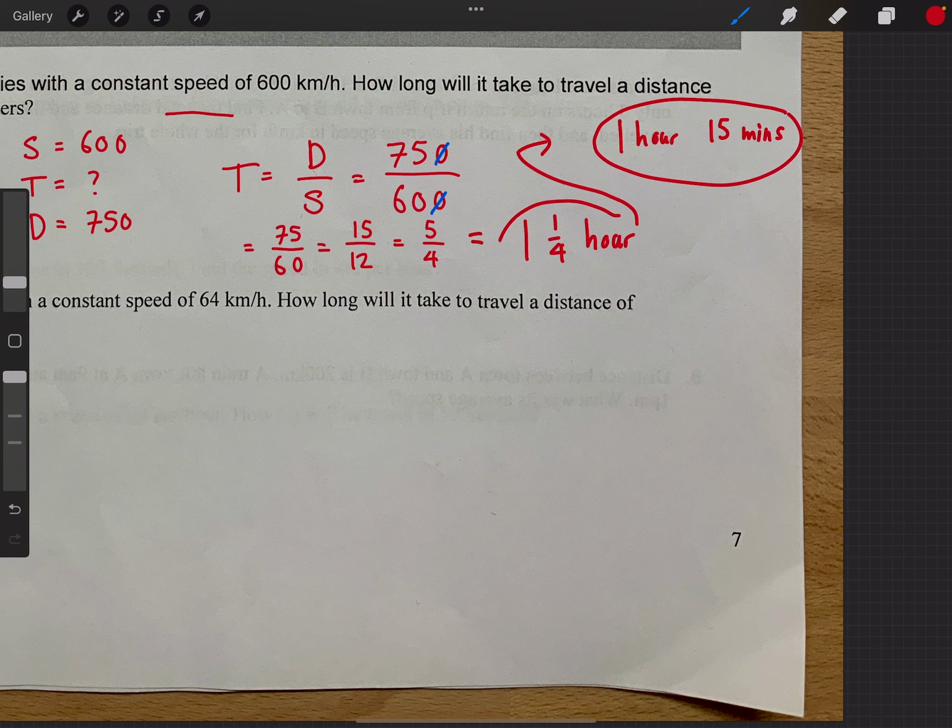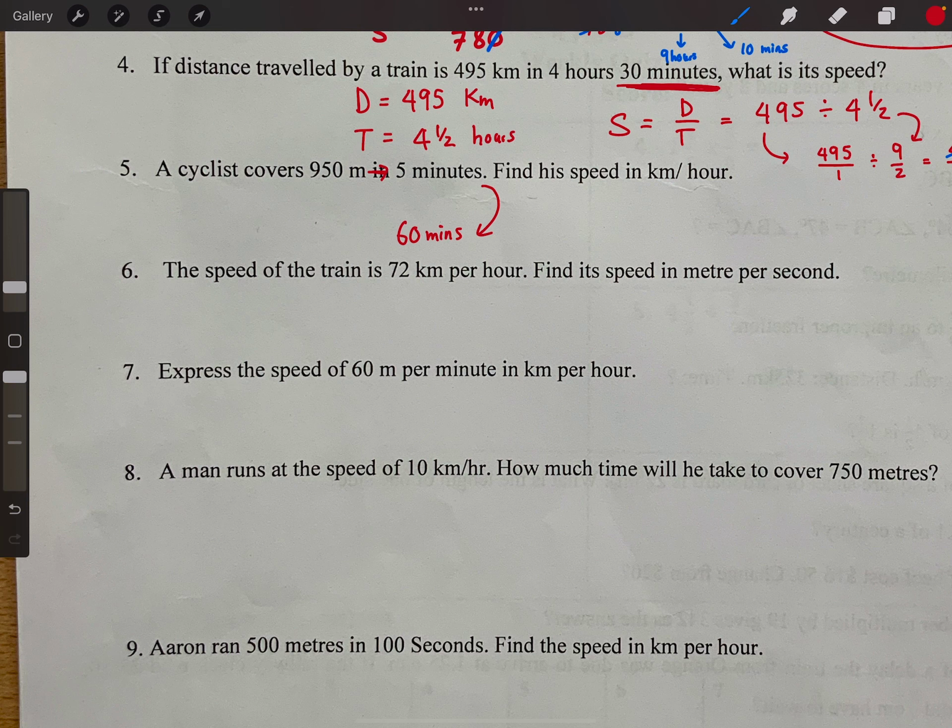Question 5. A cyclist covers 950 meters in 5 minutes. Find his speed in kilometers an hour. So, 950 meters in 5 minutes. Now I want to get to an hour, which is 60 minutes. So how do I go from 5 minutes to 60 minutes? Times 5 times what will give me 60? Times it by 12, which means I must times this by 12.